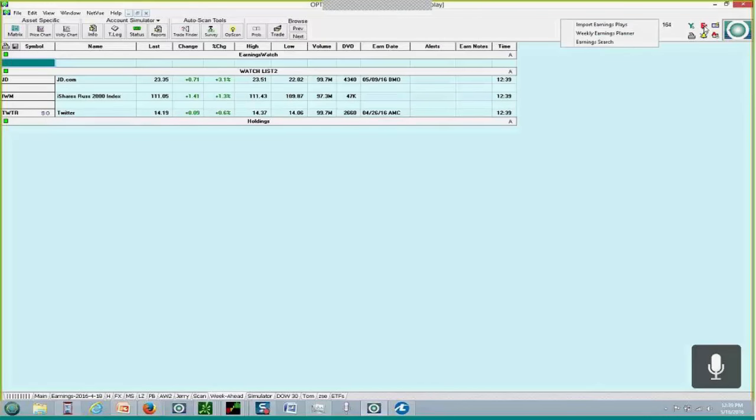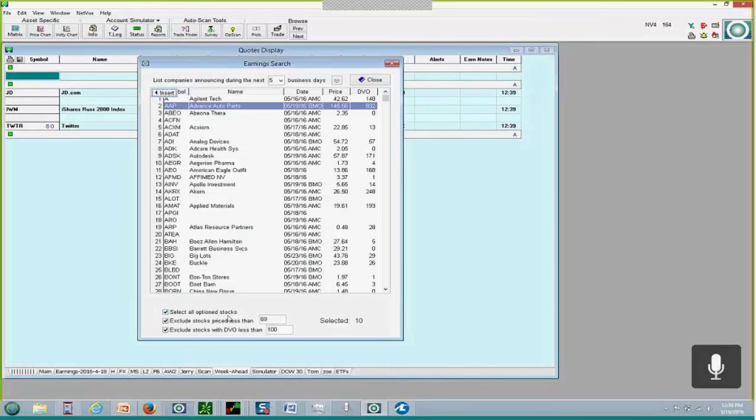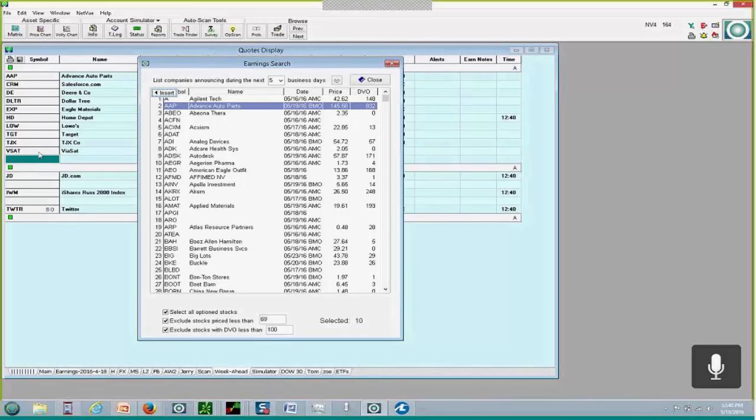And so we're inside of earnings season. I'm going to click on earnings search. This is part of the free portion of OptionVue, or it's included in the basic package. And so here I've got it sorting for the next 5 days, all option stocks. And I want to make sure that I'm excluding stocks less than $69 and with a daily dollar volume of options less than 100, exclude them. And I'm going to insert it. Okay, this little arrow here will insert it into my quote window. So there's the 10 stocks that are coming up with earnings.